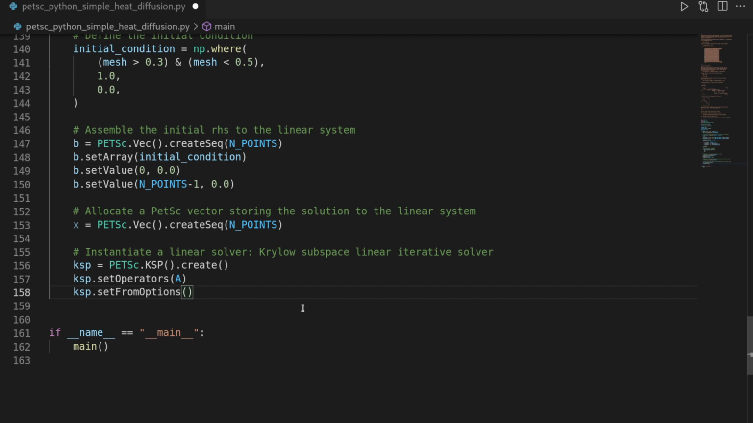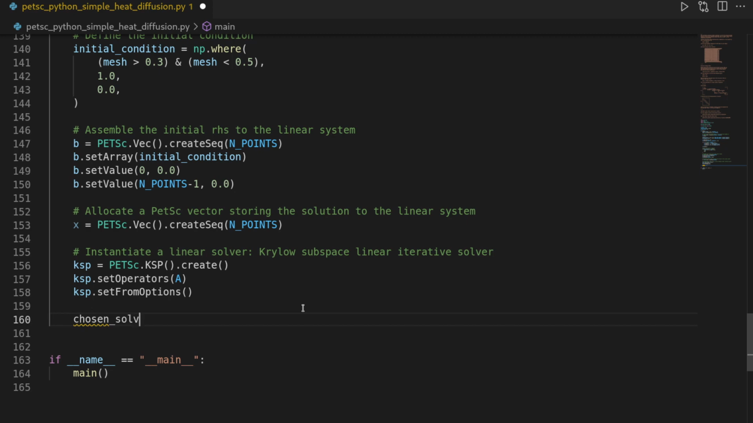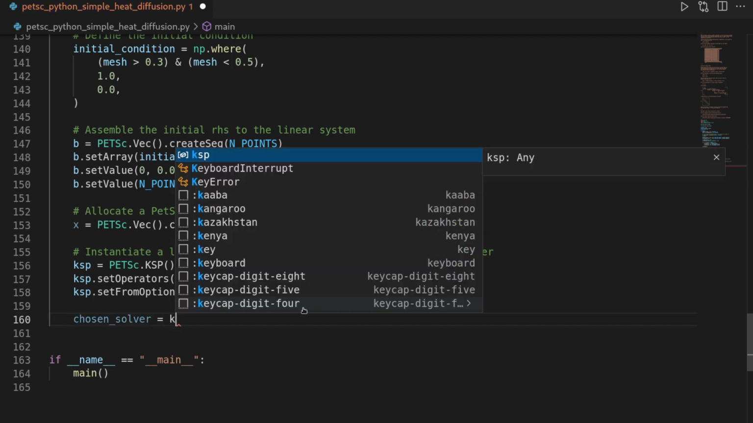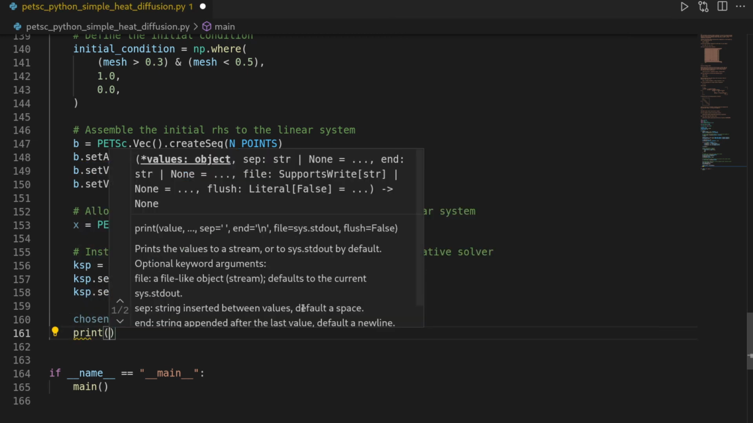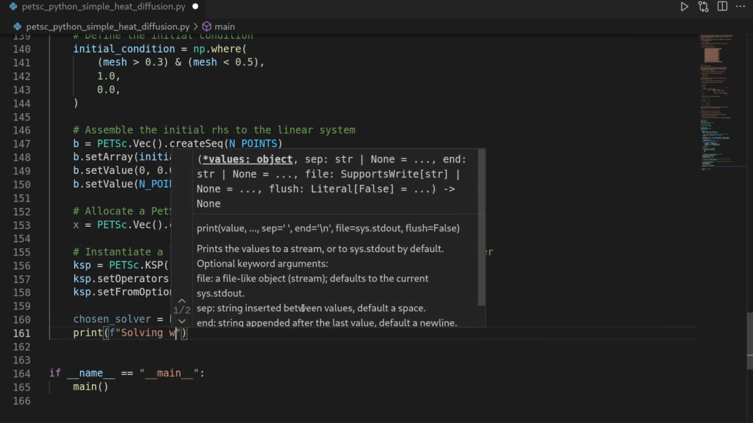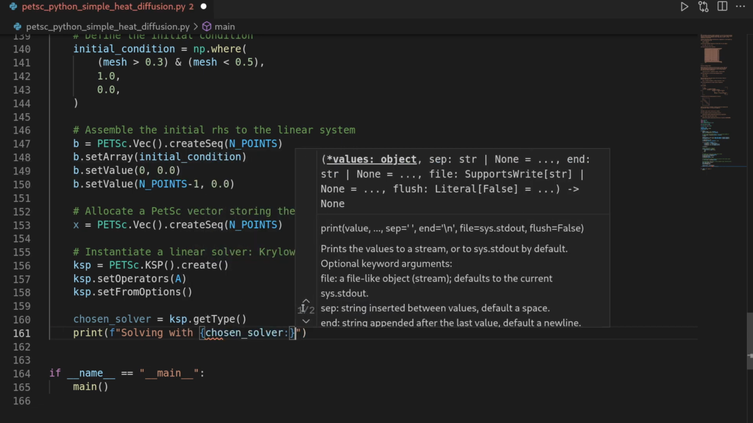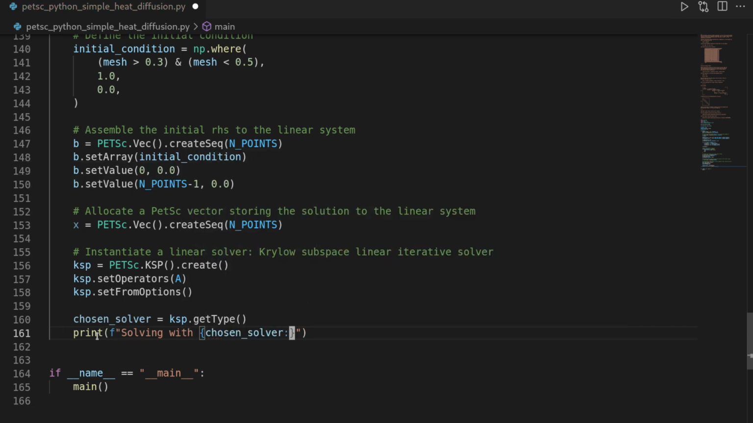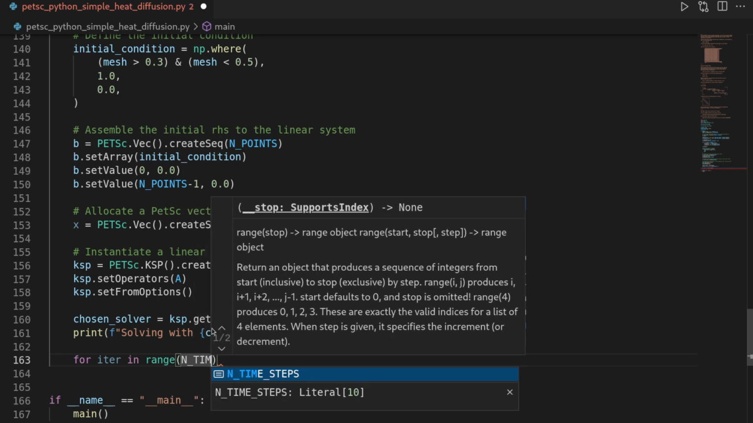And just for a simple printout, I want to see what kind of solver PETSc has chosen for us and say chosen solver is ksp.getType, and then just print that out by saying solving with and then the chosen solver, and I'm using a format string here. Then let's start our time loop by saying for iteration in range of n time steps.